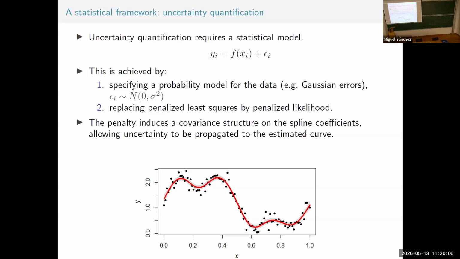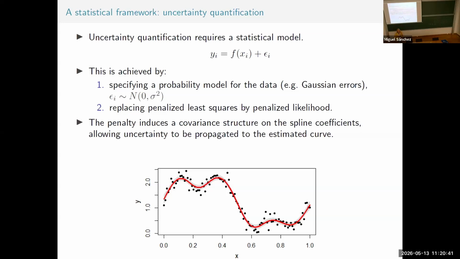So the nice thing about this, and Alex showed it, is that the penalty induces a covariance structure on the spline coefficients, and this translates to uncertainty on your function. I think this is too small, but there is a gray band around the function that is giving me the uncertainty that I have about this.